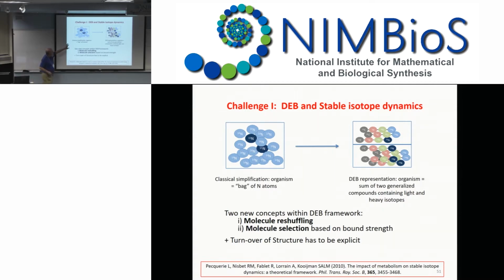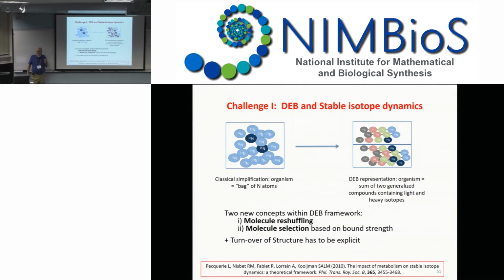And the classic simplification for much of the existing theory on stable isotopes, including the theory on fractionation, assumes that essentially some compartment within the organism, let's say whatever tissue it's taken from, is just a bag of, let's say, nitrogen atoms across the two isotopes.